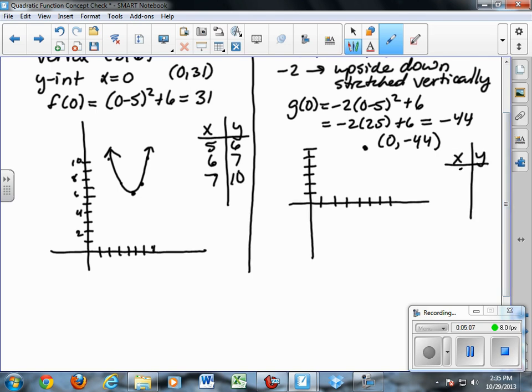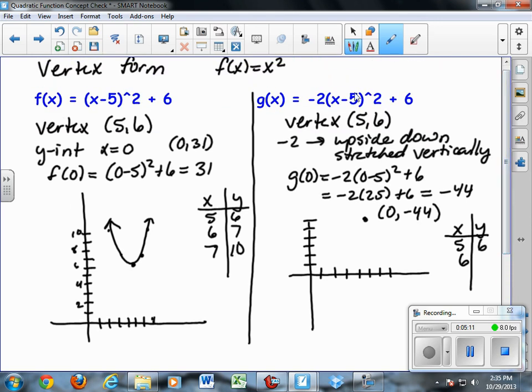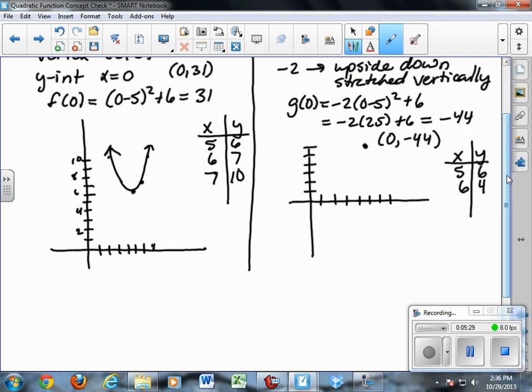If I put in 6, what happens? So let's look at the equation. I put in 6, this becomes 1. Negative 2 times 1 squared is still negative 2. Negative 2 plus 6 is 4. So notice I went over 1, down 2. Well, that makes sense because whatever the very next point is always going to reflect this number here. So I'm going to go over 1, down 2. I'll do that on both sides.